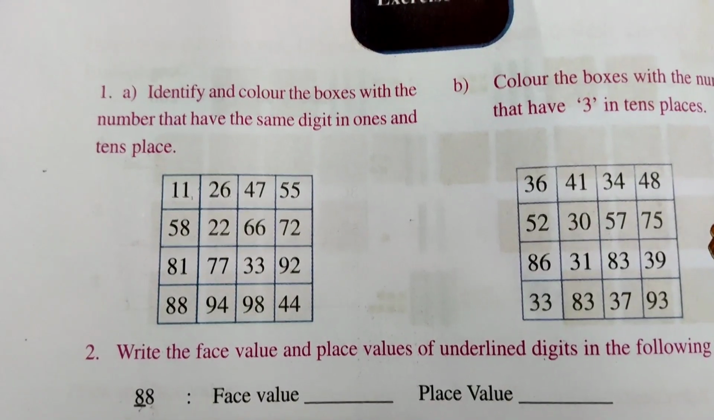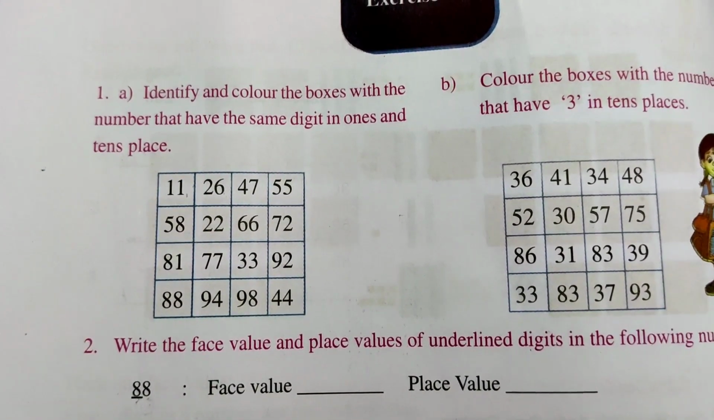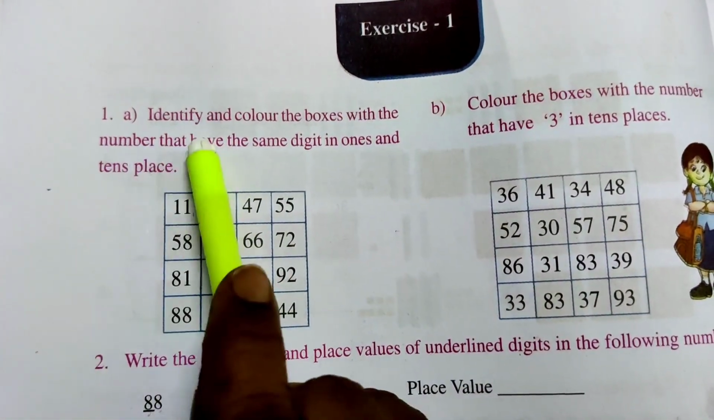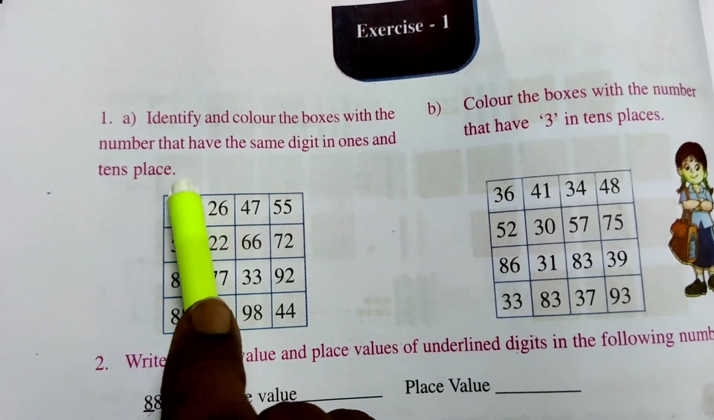Dear students, look at the first question. Identify and color the boxes with the number that have the same digit in ones and tens place.